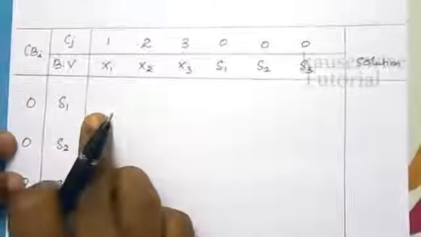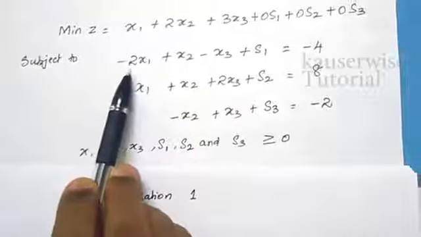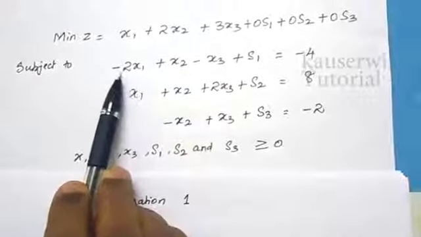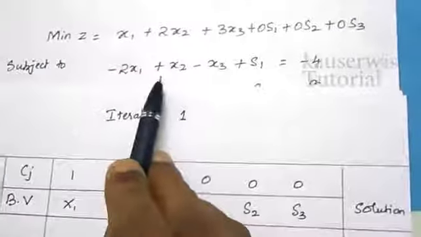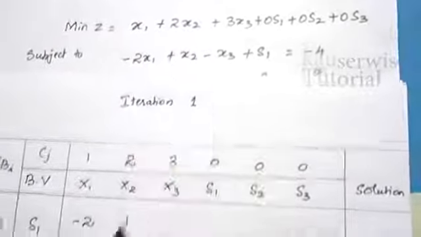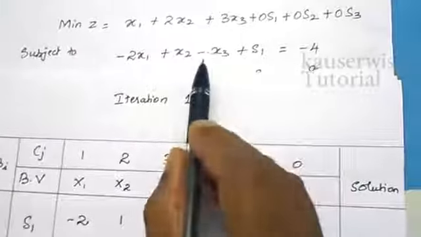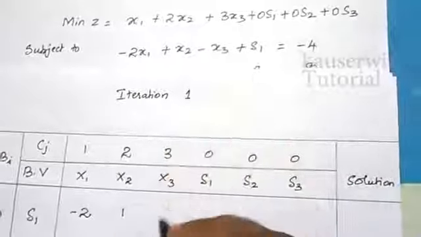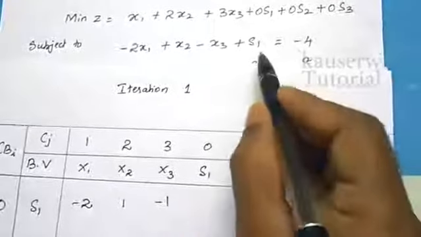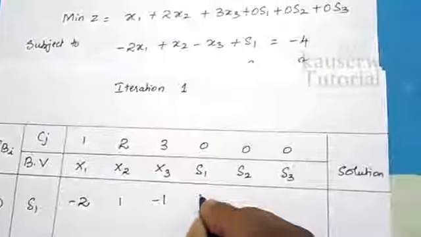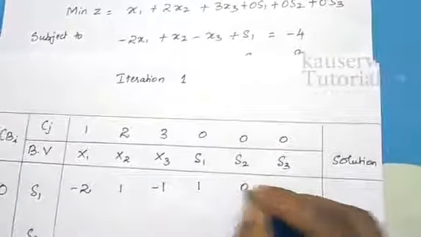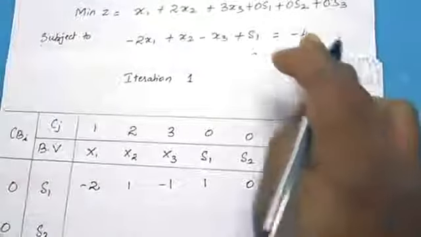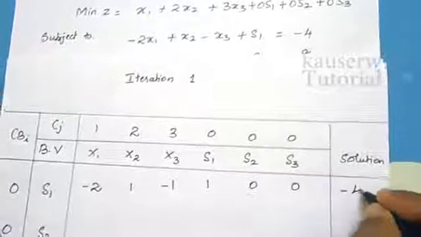Now we have to write the values of the 3 constraints. Look at the first constraint: minus 2x1, so the x1 value is minus 2. Plus x2, that is plus 1. Minus x3 means minus 1, and s1 is 1. In the first iteration there is no s2, s3, so put 0 and 0. The solution is minus 4.